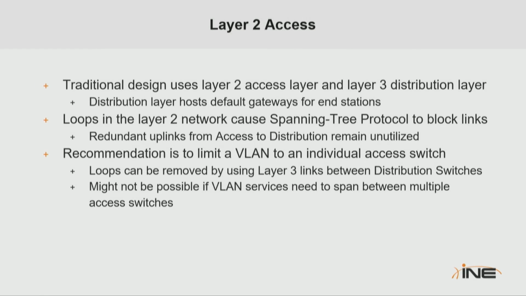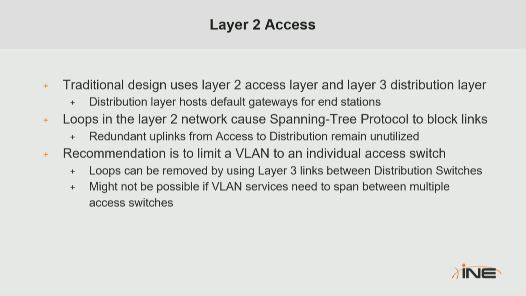Okay, in the traditional network design, we use a layer 2 access layer and a layer 3 distribution layer, where the distribution layer is going to be hosting the default gateways for our end stations. Okay, the potential problem with this is that loops in the layer 2 network are going to cause spanning tree protocol to block links, and redundant uplinks from the access layer to the distribution layer are going to remain unutilized.